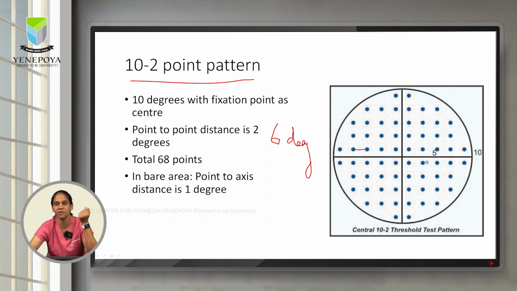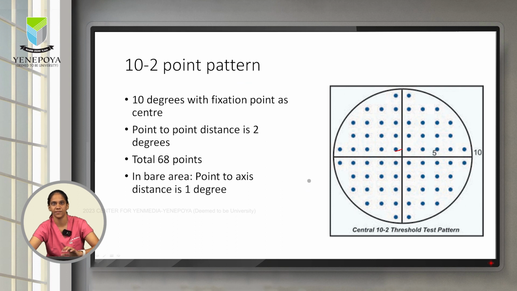And in the bare area, remember what I said the bare area was? The 4 points right near the axis, 1 in each quadrant. This area is your bare area. In the bare area, the distance is barely 1 degree. In 30-2 it was 3 degrees. From 6 degrees between the rest of the points, it has reduced to 2 degrees, point to point distance, and in the bare area the amount has decreased to 1 degree. So this part is only 1 degree.